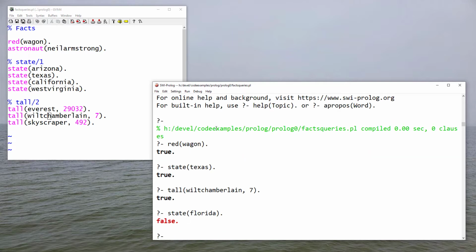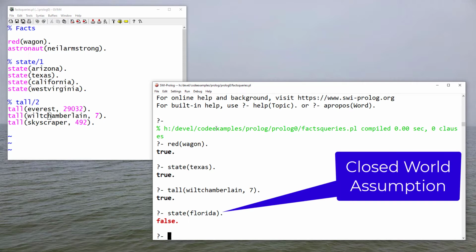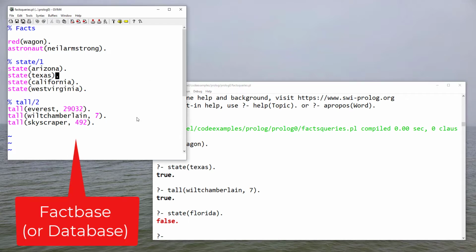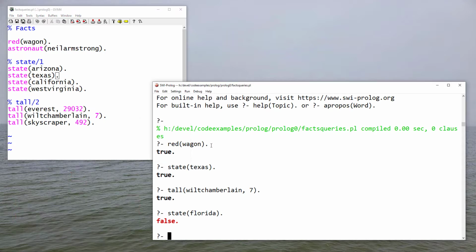And of course, the reason for that is the closed world assumption that Prolog operates under, that says anything I can't prove is false. What's the distinction between these facts and these queries? Well, the facts are in my fact base. I consult the facts, and then the queries are what I enter into Prolog to get answers from the fact base.